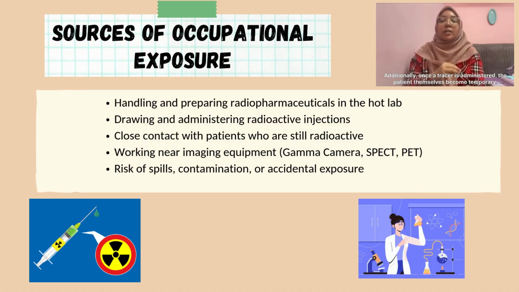Additionally, once a tracer is administered, the patient themselves become a temporary radiation source. Prolonged close contact during positioning, imaging, or patient assistance can contribute to cumulative exposure. Exposure may also result from working around imaging equipment such as PET systems, which operate with higher photon energy. Finally, accidental contamination events, including spills or improper waste handling, can significantly increase internal and external exposure risk. Understanding these exposure pathways is essential before applying effective reduction strategies.